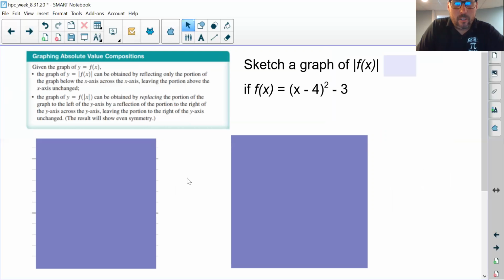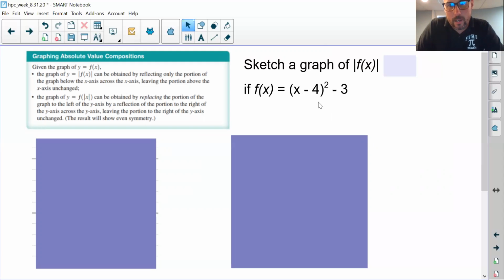Some of these transformations are definitely more challenging than others. Here's one you've probably never seen before, an absolute value transformation. So let's think about a function. Here's a simple one. It's a quadratic because I know it's being squared. And there are 2 transformations. This x minus 4 in the grouping symbol means I went to the right 4. And this minus 3 outside of the grouping symbol means I went down 3.